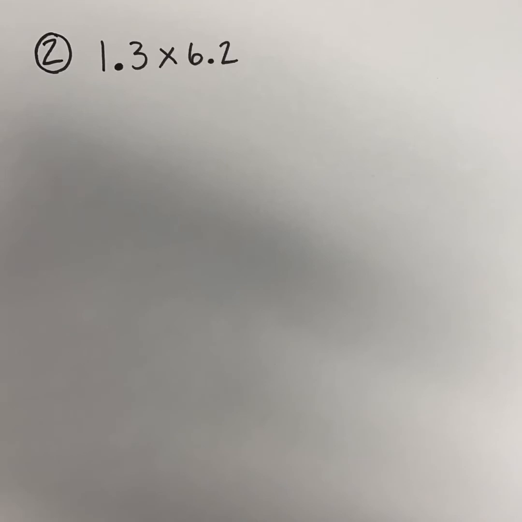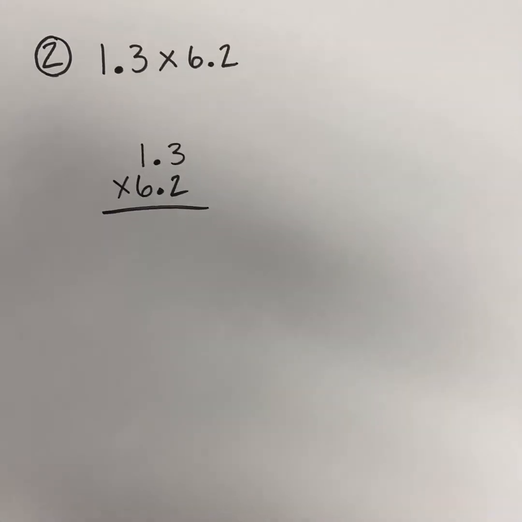In our second problem, we're going to work through 1 3/10 times 6 2/10. Both of these numbers have a decimal, so this changes things up potentially a little bit. Now, one of my first steps is always to rewrite this vertically, so I've gone ahead and done that. I got 1 3/10 times 6 2/10. I've just rewritten it in a different way.